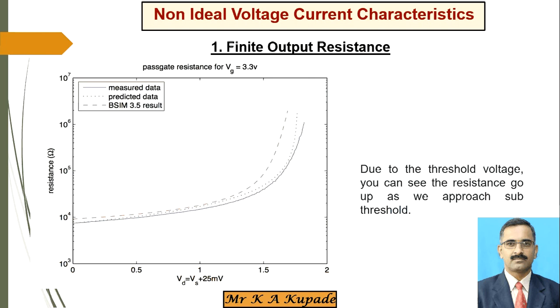But once the threshold voltage is approached, for some duration as VDS increases, the current flows more or less constant, but there is some variation in the resistance. See, the small slope is there, but after that there is a rise in the resistance, and it is due to the sub-threshold. Okay, this is all about the finite output resistance.